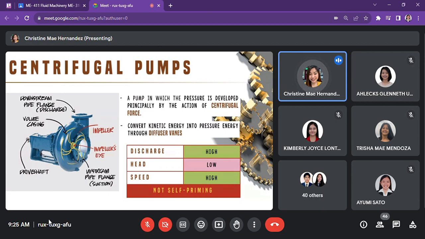So, magkaiba si positive displacement and si dynamic. Pag sinabing positive displacement pump, it produces pressure by creating flow. Pag sinabi namang dynamic, it produces flow by creating pressure. So, sa centrifugal pump, so meron tayong high discharge, low head, and high speed.